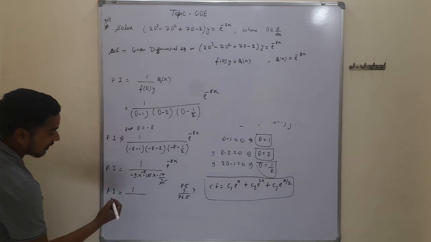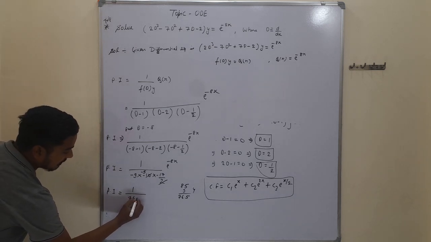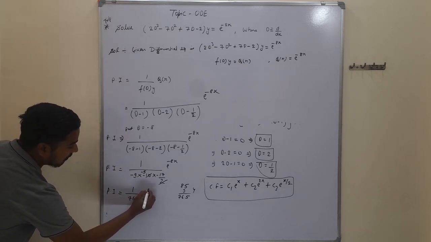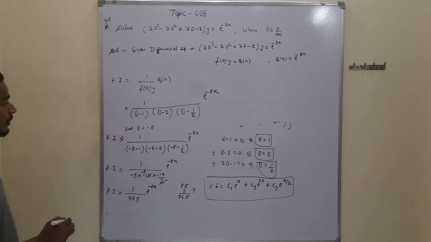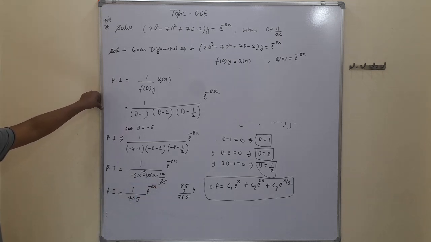We get from here 765 e to the power of minus 8x. Once again, we have to be careful when we calculate the particular integral.